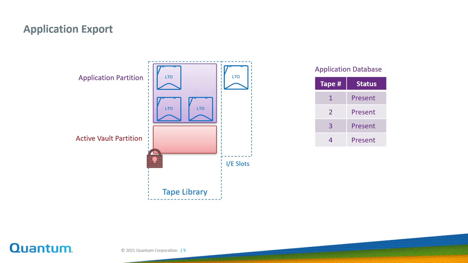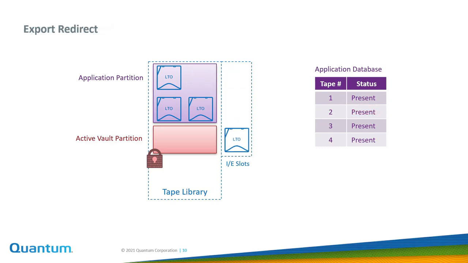When an application is told to export a tape from a tape library, it will put that tape into an import-export slot, also known as an IE slot for short. When the administrator removes the tape from the IE slot to store it elsewhere, the application notes in its database that the tape has been exported and is no longer under its control. If the application needs the tape in the future, it will notify the administrator to return it to an IE slot in the library.